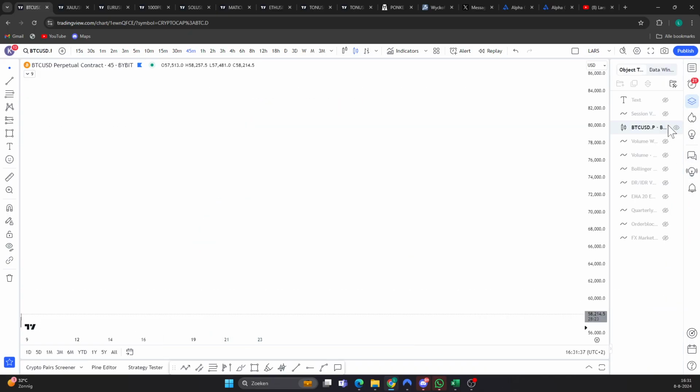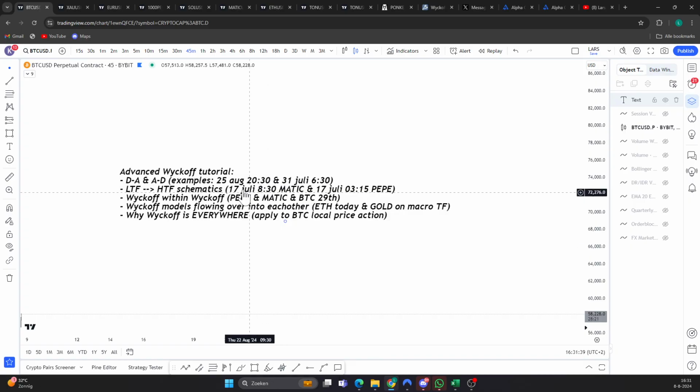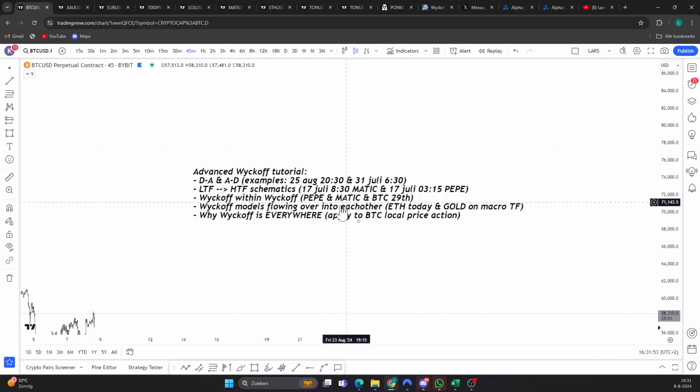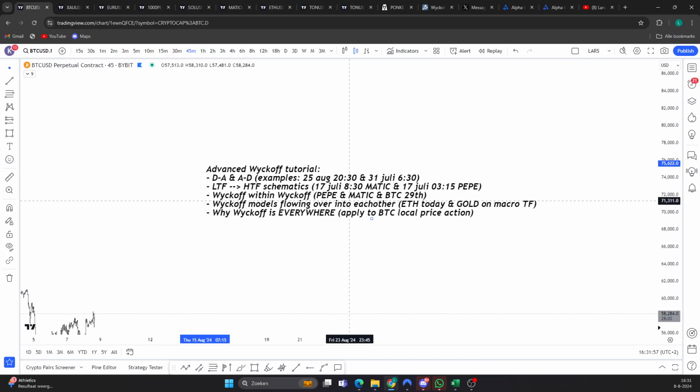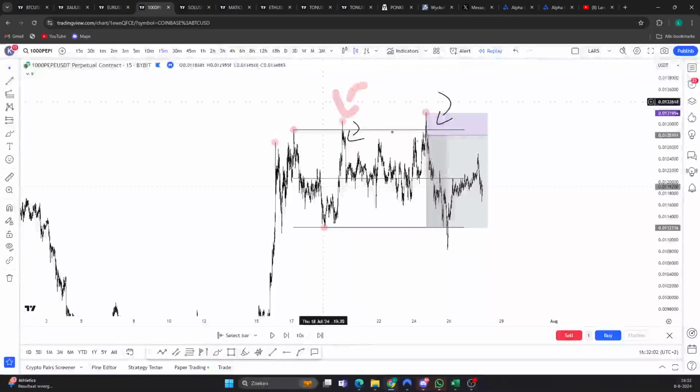Now, what's next? I think Wyckoff within Wyckoff. There you go. And I absolutely love this one because it kind of ties back into why Wyckoff is absolutely everywhere. Wyckoff within Wyckoff. And we're going to use it on PEPE. I can apply my trade from yesterday. PEPE, MATIC, and BTC. Oh, I immediately know what I'm talking about.